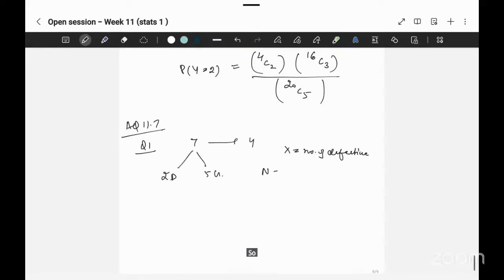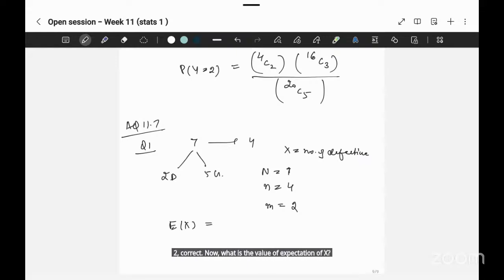So here, what is my capital N? 7. Small n? 4. M? 2. Correct. Now, what is the value of expectation of X? It will be small n into capital M by capital N, so it will be 4 into 2 by 7. Correct.